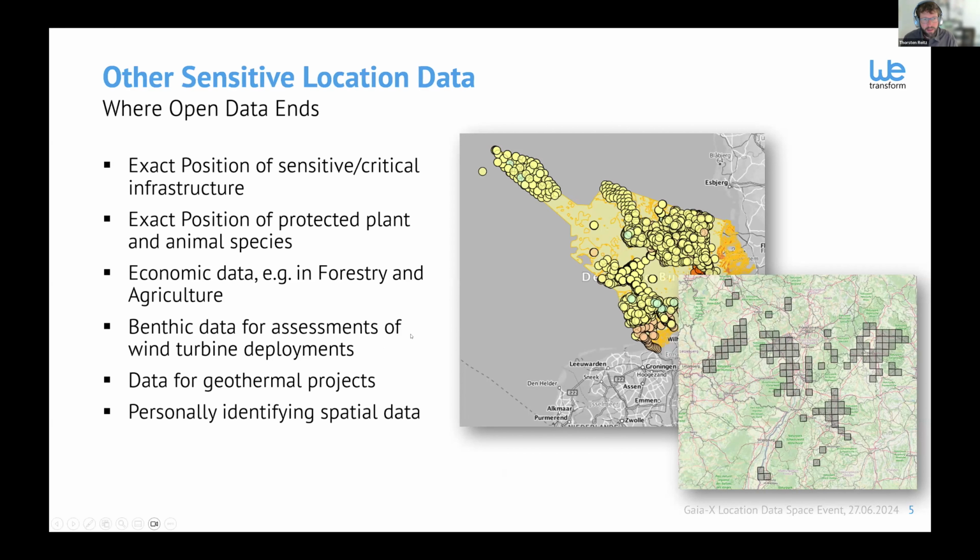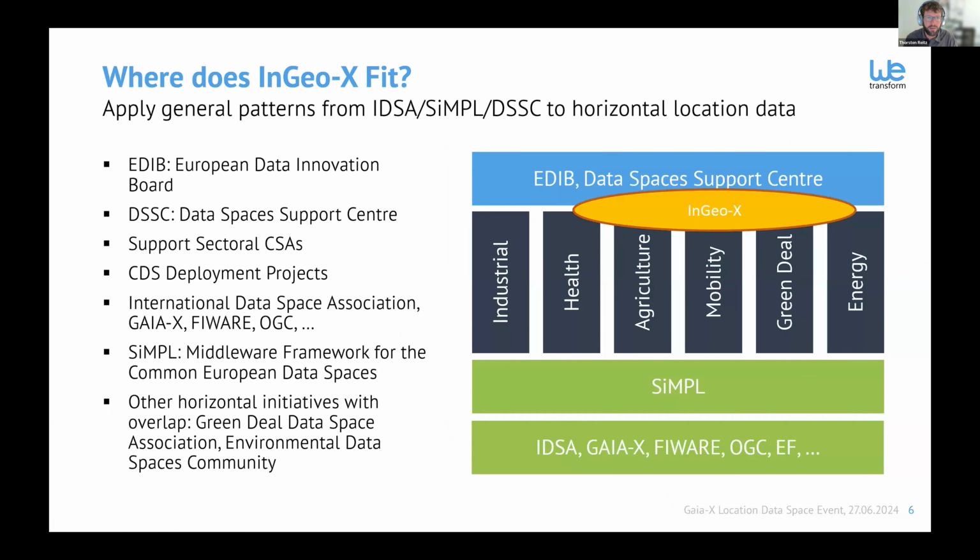Then there's economic data that conveys an economic advantage, for example, or simply consider proprietary knowledge of organizations. There's very specific things like benthic data for assessment of wind turbine deployments or data for geothermal projects, which kind of fall under this category as well. So they give some specific insight that can be a market advantage and is therefore not shared openly and was also maybe very expensive to generate. And then, of course, there are certain legally protected types of data, like personally identifying spatial data. So for all of these, we need to have ways to share them, to process them in a way that respects that they are sensitive.